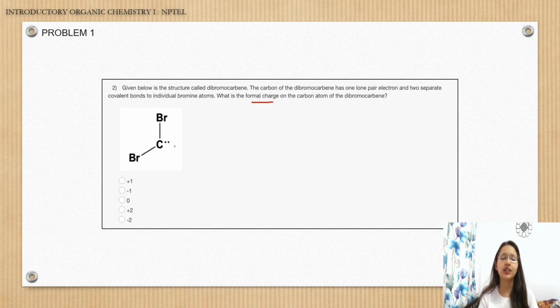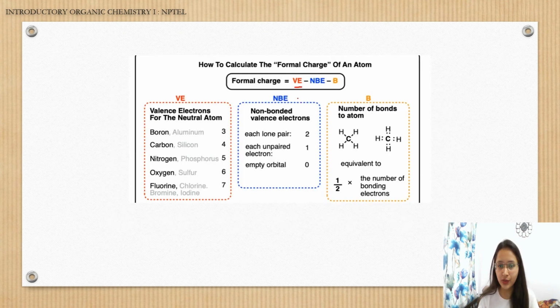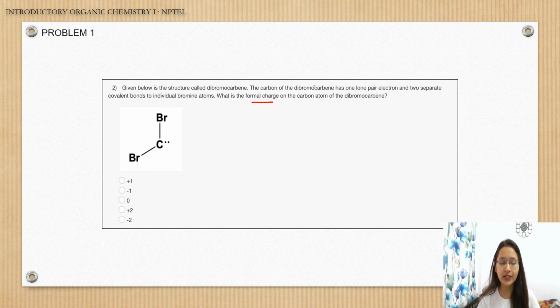So now just tell me, what is the valency of carbon? Anyone knows? How many bonds can carbon form? Yeah, four. Very good. The valency of carbon is 4, right? So the first thing is sorted. The valence electrons the neutral atom has is 4, right?